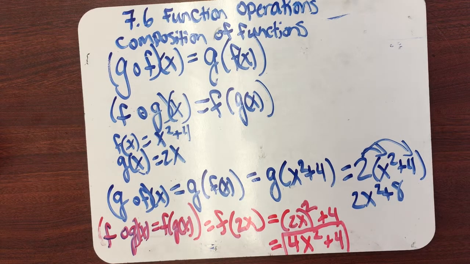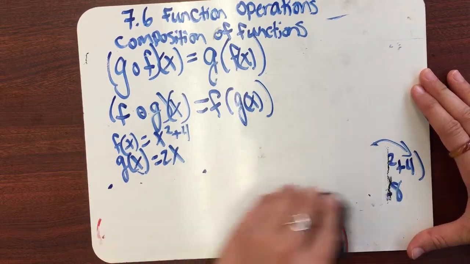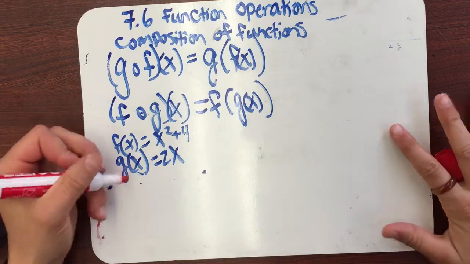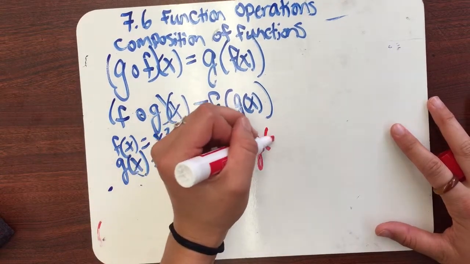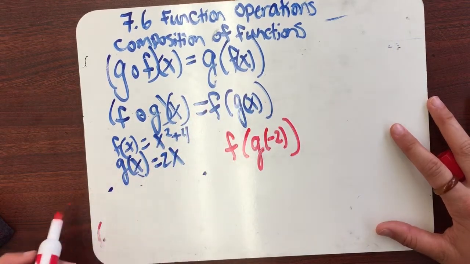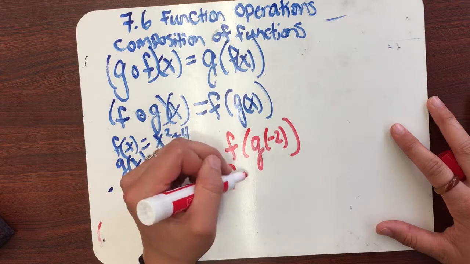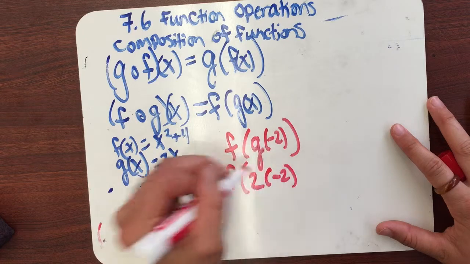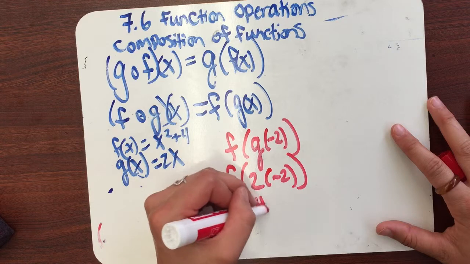If we wanted to solve it using a number, we can also do that. So we'll do another one where we're using a number. Let's say we have f of g of negative 2. What we're going to do here is first plug in negative 2 into your g of x. So we have f of 2 times negative 2, which is f of negative 4.